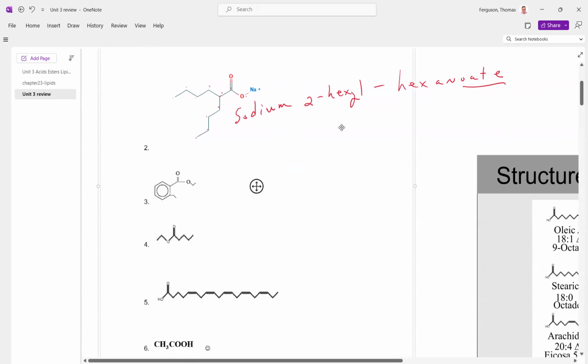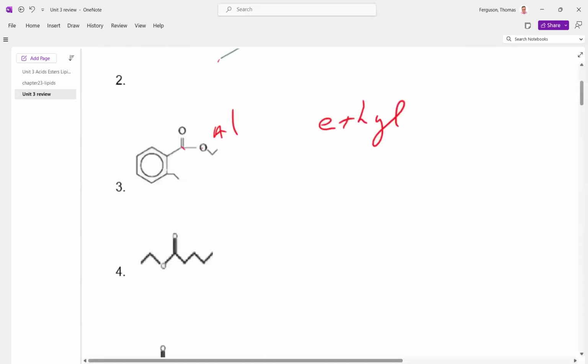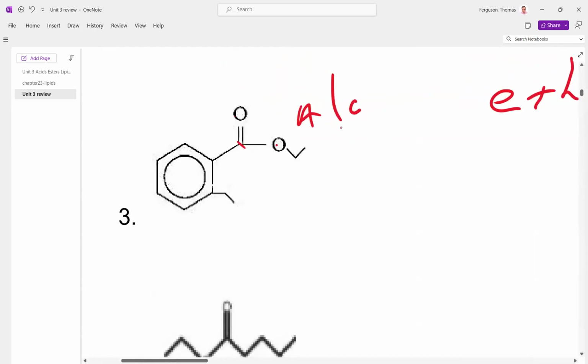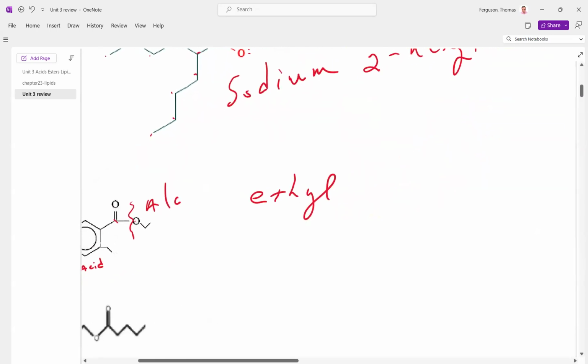Okay, so we have an ester here. We have an OCO, double bonded O, single bonded O. And it is an ethyl. So you name the alcohol part first, and then the acid part second. So that's ethyl. And this is based on benzoic acid, and there's a branch at carbon number 2. 2-ethyl benzoate.